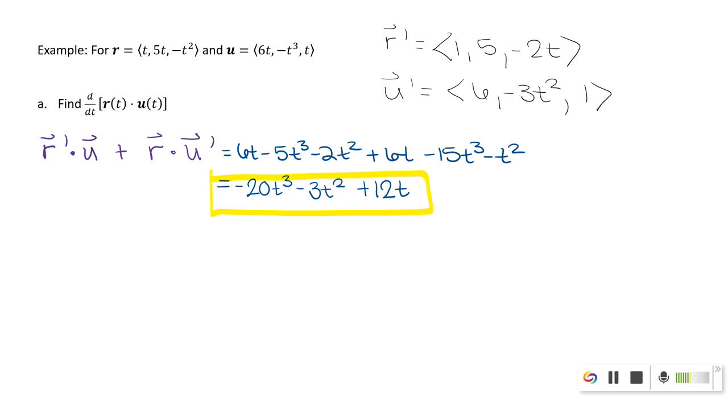Now, the purpose of this section is practicing using our product rule. And so when you're doing your homework, I would like you to use the product rule if they ask you to find the derivative of a product, because I want you to get some practice with this.